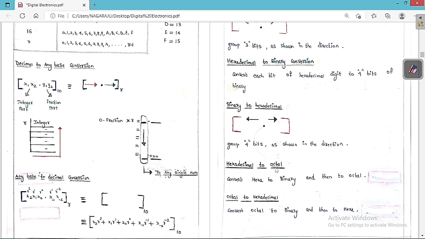So for hexadecimal to octal, first convert hexadecimal to binary and then binary to octal. For octal to hexadecimal, convert octal to binary and then binary to hexadecimal. This is the process you always have to keep in your mind if you want to convert data from one number system to another number system.